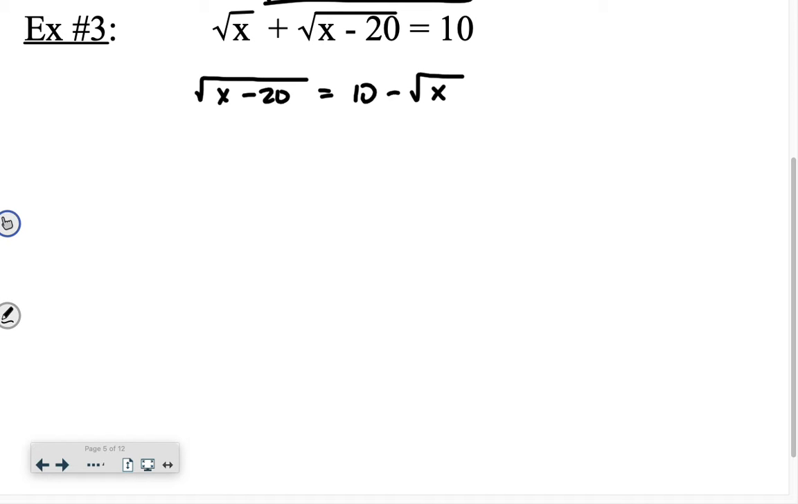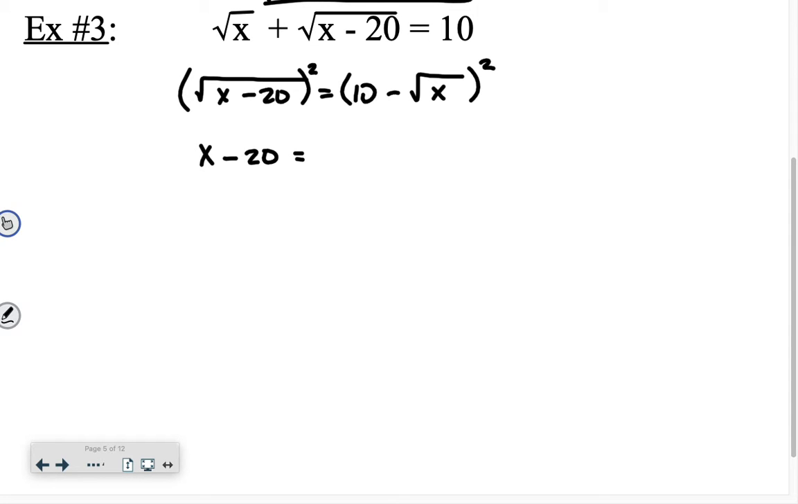We do have a radical by itself, so I can get rid of it. Now I can eliminate that one. I'm going to square both sides since we're dealing with square roots. Left-hand side, radical goes away. You got x minus 20, so it's starting to get a little bit nicer.